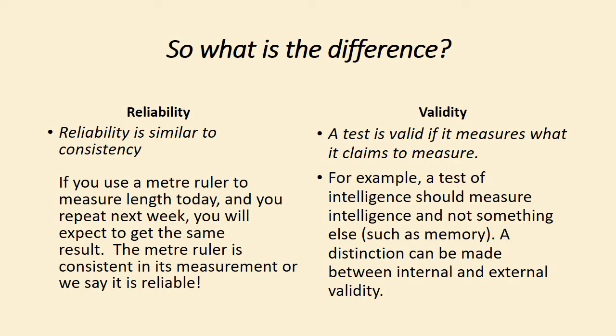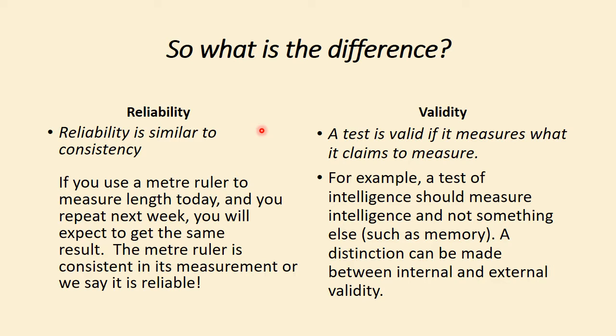Okay, so in its most basic sense, what is the difference between reliability and validity? Well, reliability is similar to consistency. So it's about achieving the same or similar results every time you do something. So if you consider a ruler, for example, if you measure the length of something today, like your pen, and you repeat it again next week, you would expect to get the same result because the ruler is a consistent measure of length. So we would say it's a reliable measure. It consistently reproduces the same results.